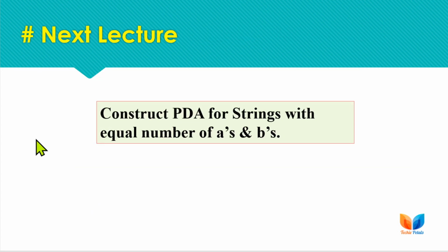In the next lecture we will be discussing the construction of PDA for the string with equal number of A's and B's. This is also an important question, but this question is very easy and very similar to the balanced string of parenthesis question that we have covered in the last lecture.